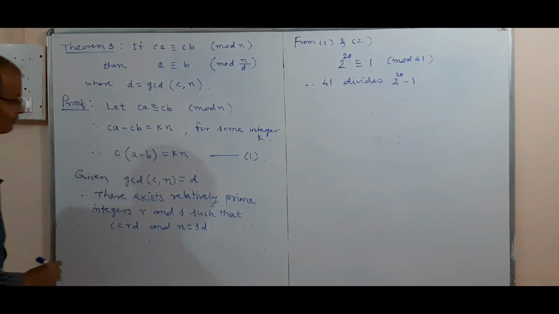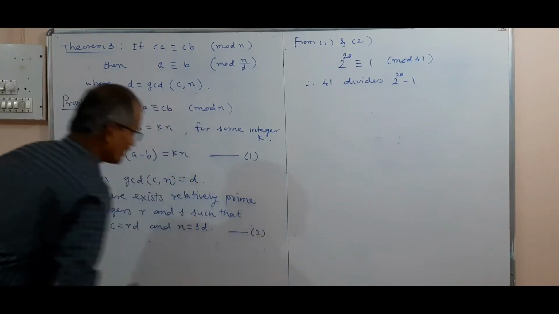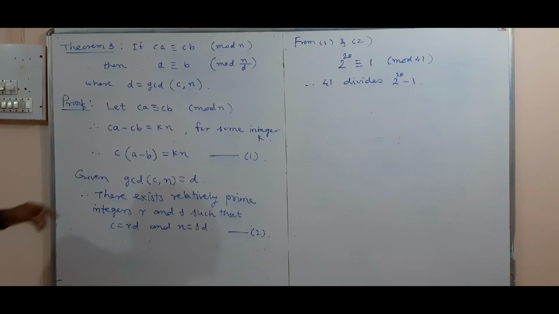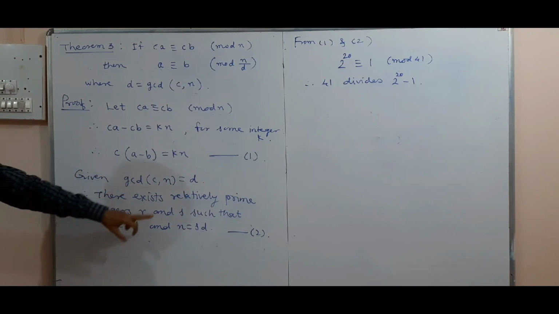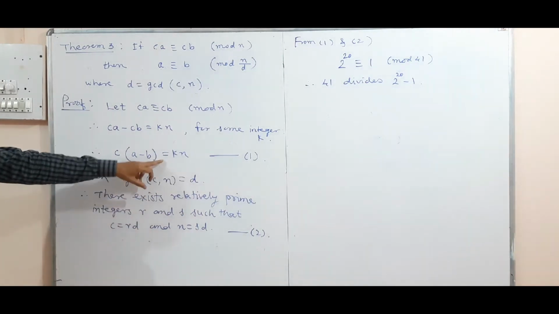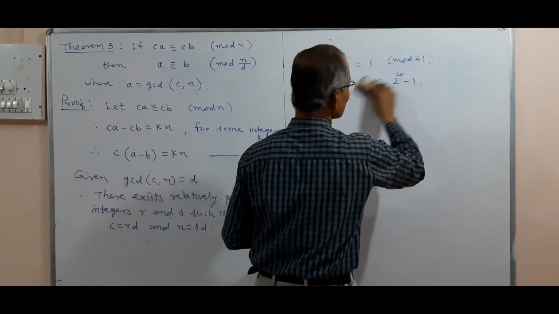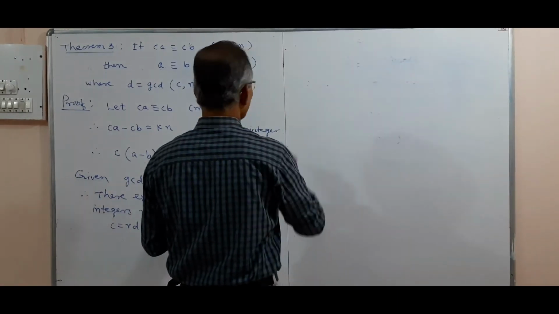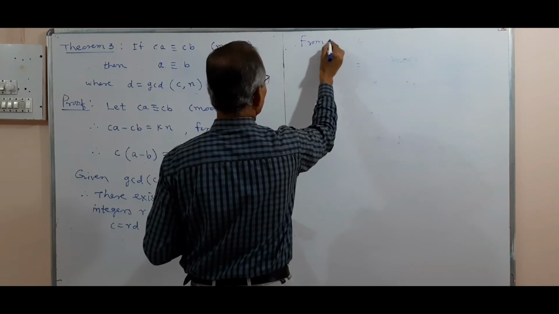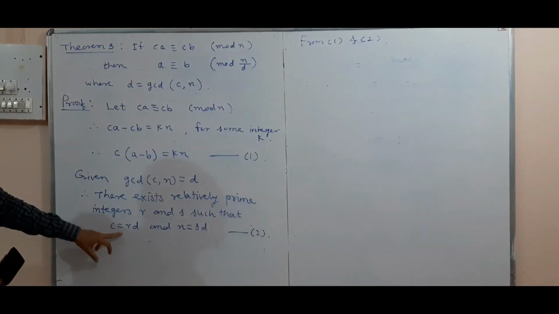Now we may refer to this as the second relation. Now what we shall consider is we put the value of C here, and also we put the value of n in 1. So from 1 and 2, or putting the values of 2 in 1, what we will have is, now C is RD.